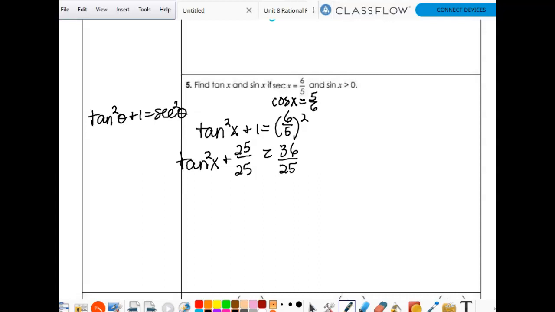Now the tangent squared by itself, friends, what do I do? I subtract. So 36 minus 25 is going to give me 11. So next, I have to take the square root, correct? How many answers do I get when I take the square root? 2. So I get plus or minus the square root of 11 over 5.